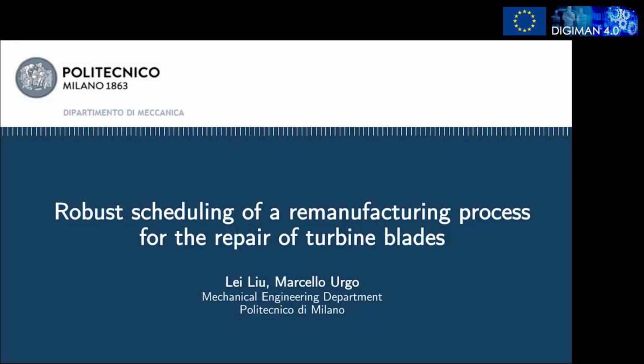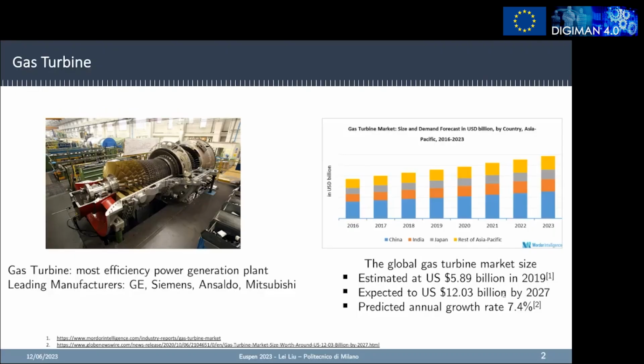The title of this presentation is Robust Scheduling of the Remanufacturing Process for the Repair of Turbine Blades. Gas turbine is one of the most efficient power generation plants in the world, and there are several leading manufacturers like GE, Siemens, and others. The global gas turbine market size is very large and is still increasing.